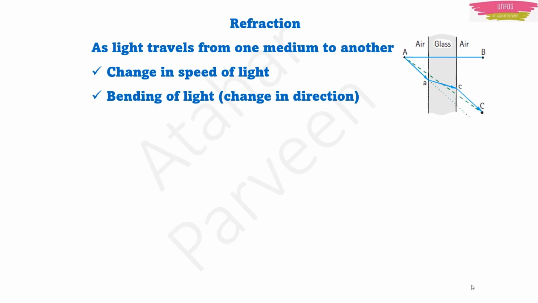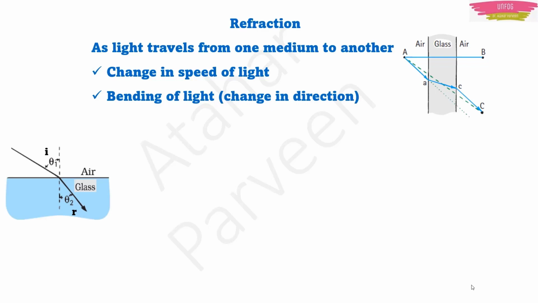Here, for example, air is a rarer medium, and glass is a denser medium. Just imagine, when light is moving through air, it is moving freely because air is a gas, right? As it enters the glass, the other medium, which is a solid, where molecules are tightly packed, the light will face a little bit of obstruction to pass, isn't it? So the speed of the light will decrease here, and also the light bends towards the normal while entering into the denser medium. For example, look at this picture.